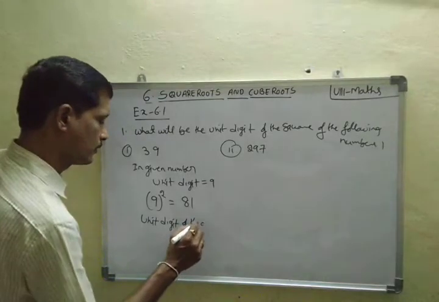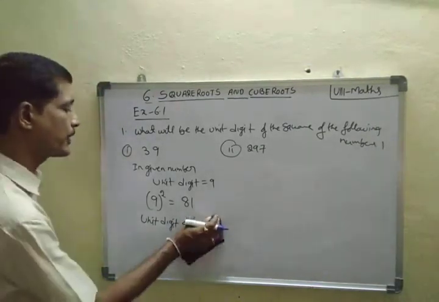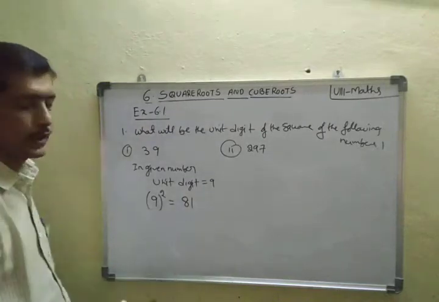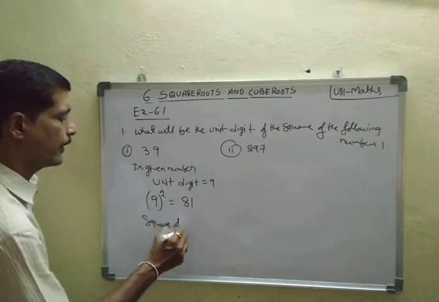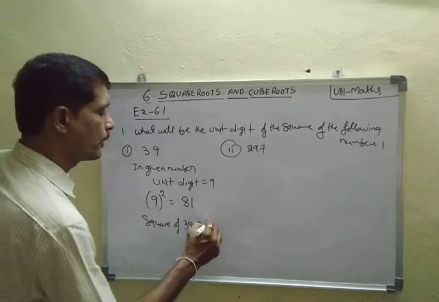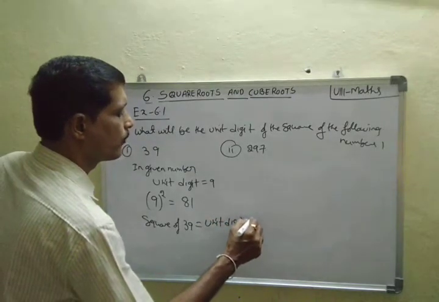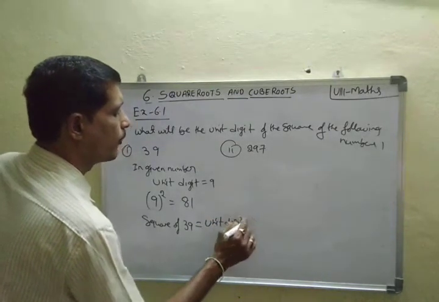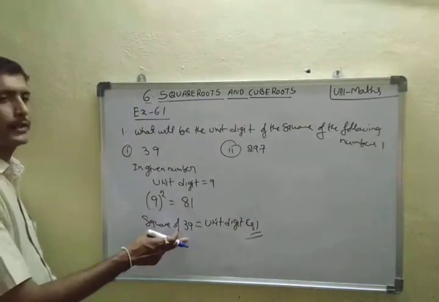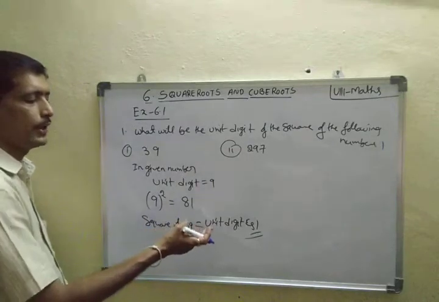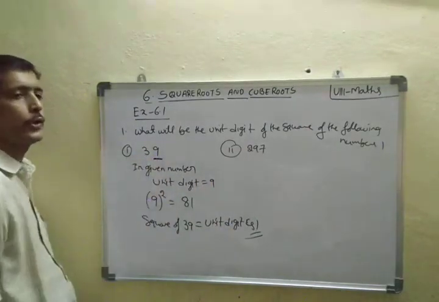Therefore, the unit digit of the square of 39 equals 1. The unit digit is 1. The square of 39, that equals 39 whole square. Therefore, the unit digit is what? 9. Here it is based only on the unit digit.